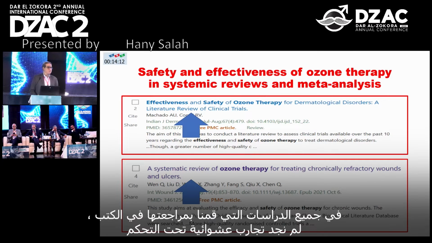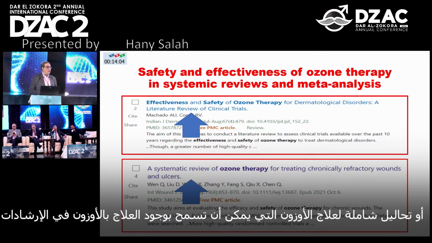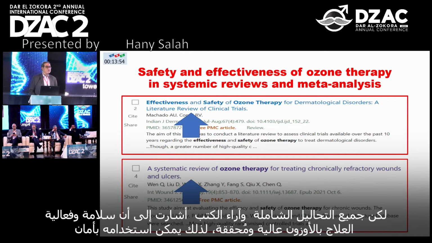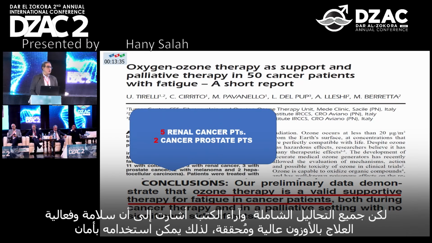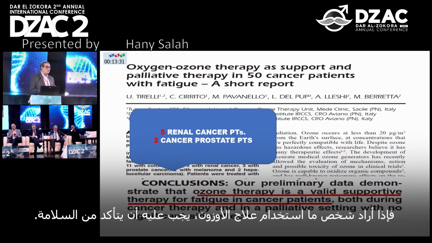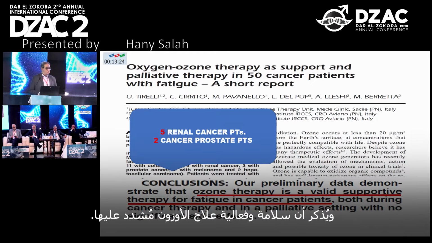In all the studies, when we review the literature, there are no randomized controlled trials or meta-analyses for ozone therapy that could allow it to be present in the guidelines. But all the meta-analyses and reviews of the literature mention that the safety and effectiveness of ozone therapy is high, so it can be used with safety. If someone wants to use ozone therapy, he must be assured of the safety. So the safety and effectiveness of ozone therapy is highly mentioned.